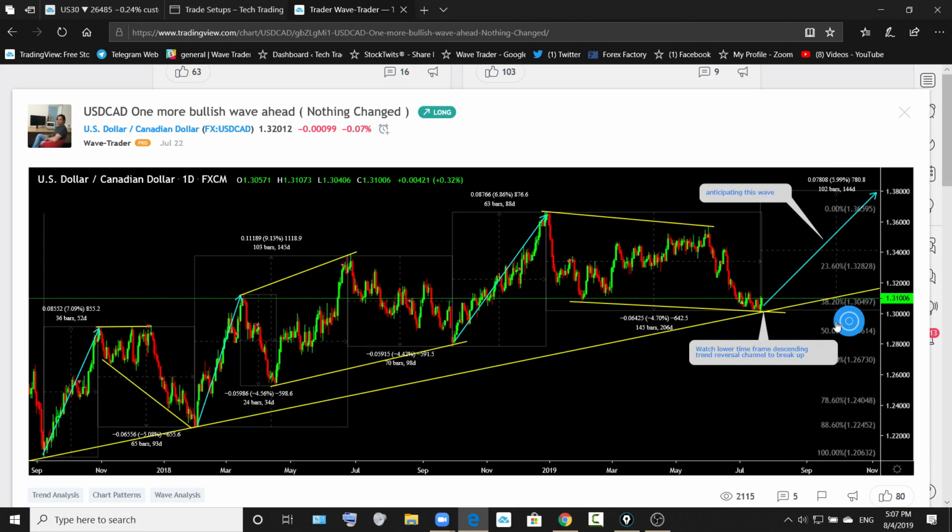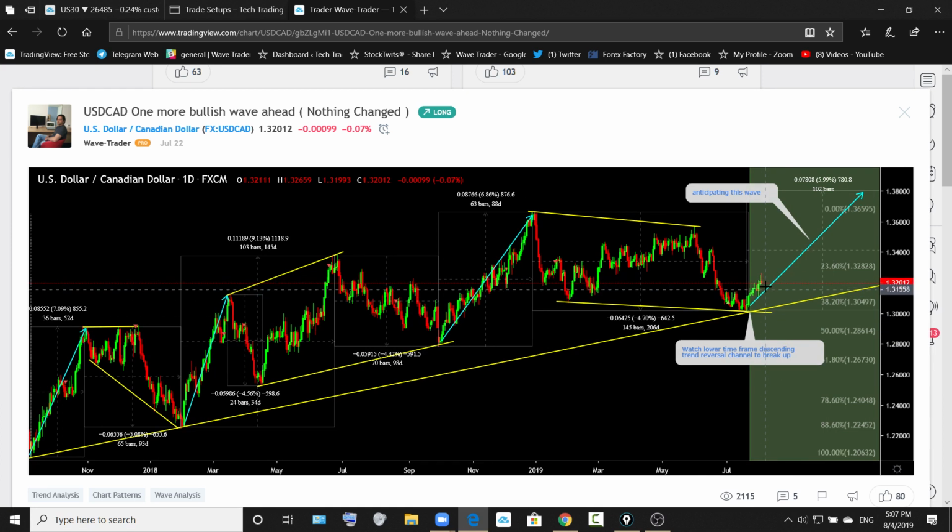Dollar CAD formed the expanding triangle and went up. Last week, we were expecting it to form an expanding triangle on the lower time frame. It formed, and it went up, but it is not going up aggressively. That's what we need to notice. It is rising slowly, correctively. You can see over there.